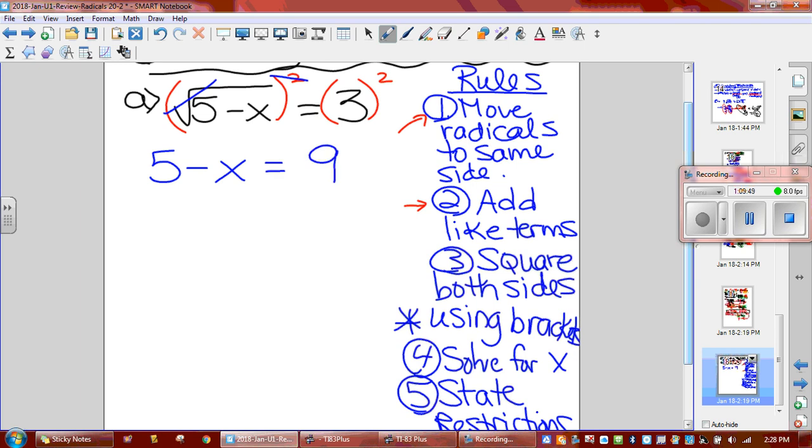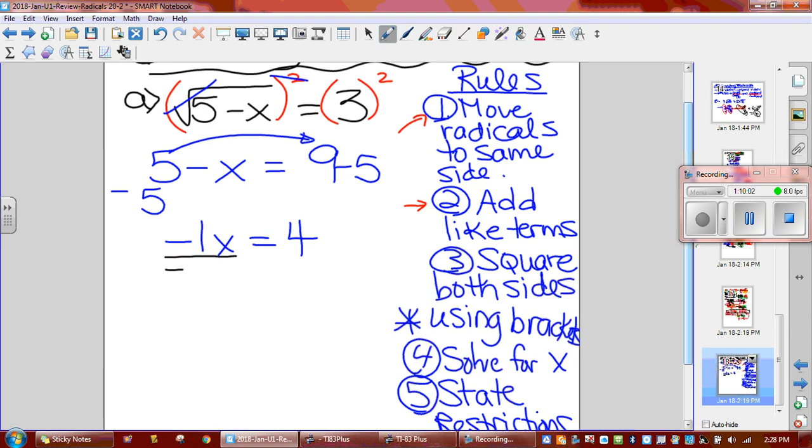Okay, now we have to state our restriction. We solved for x. We have to state our restriction. And then we also have to, I forgot to mention, our last step is to check our solution. We have to check if the left side equals the right side, because if it does, it's a true solution. If it doesn't, it is not a true solution.